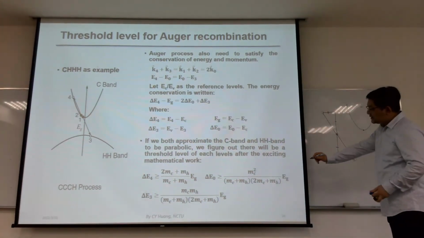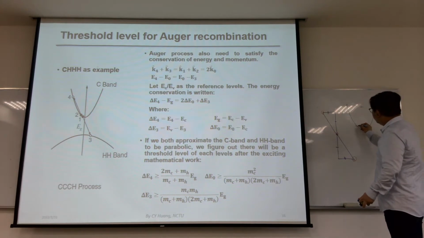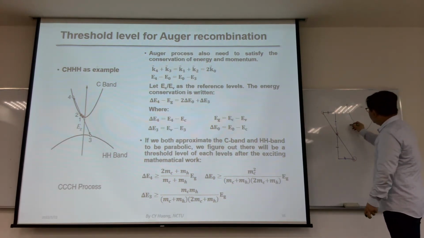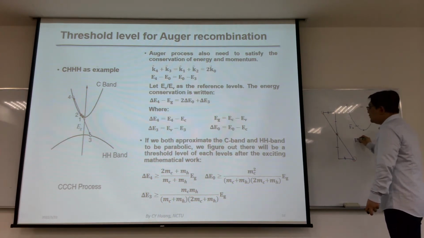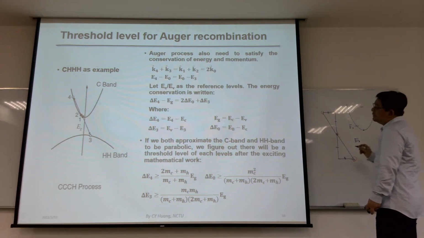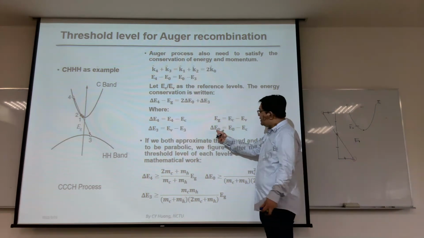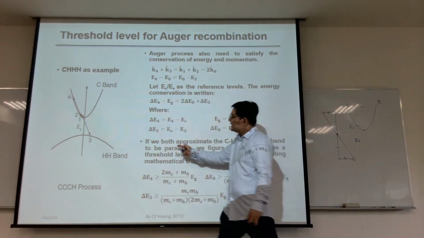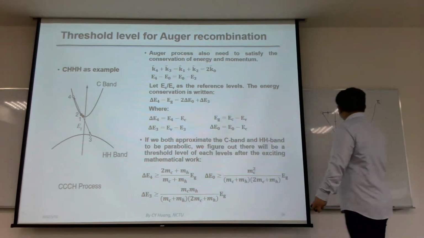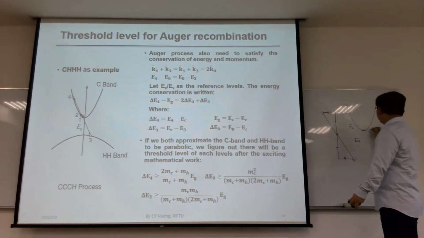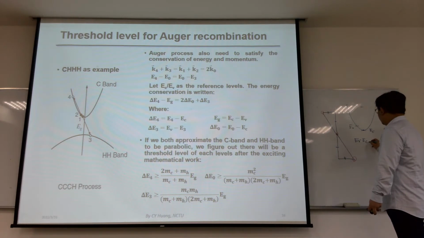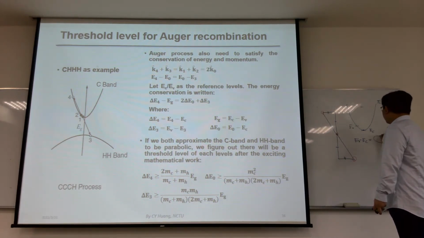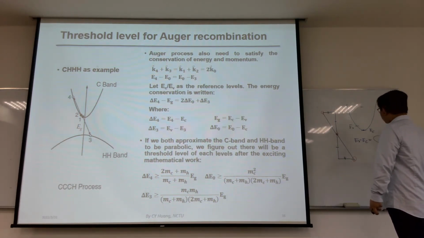It needs to start with something like this, the E0. And the delta E0 is the difference from EC. So this is EC. E0 minus EC should be some constant times its band gap.